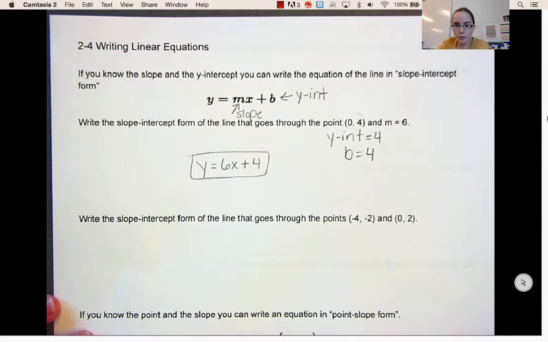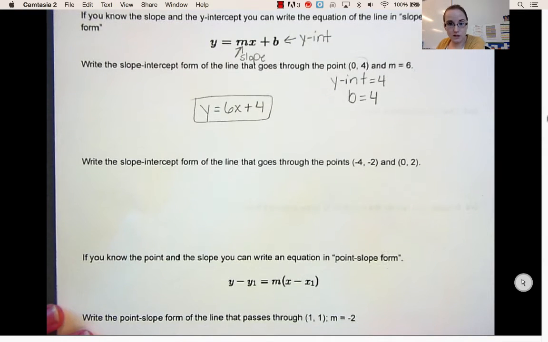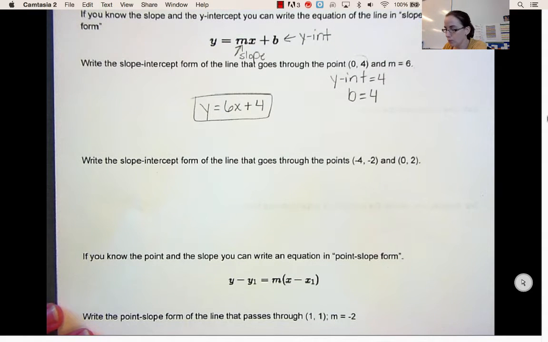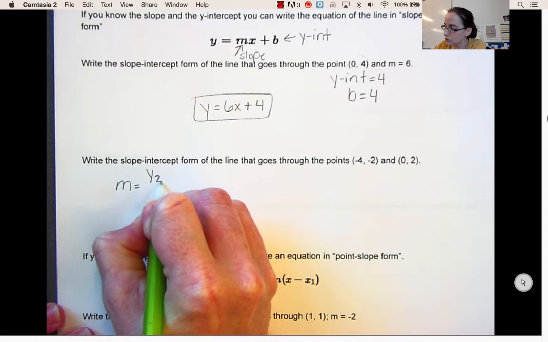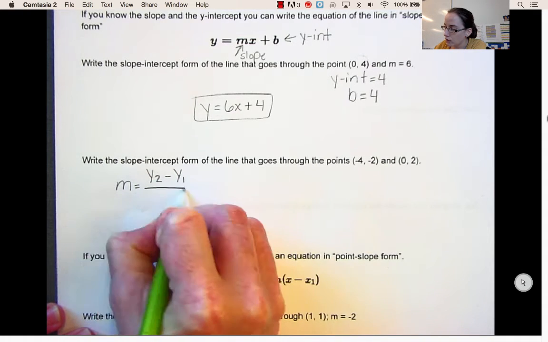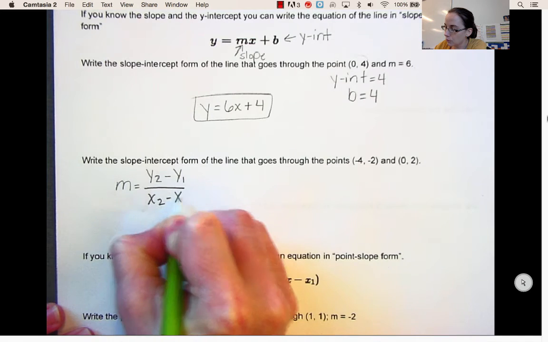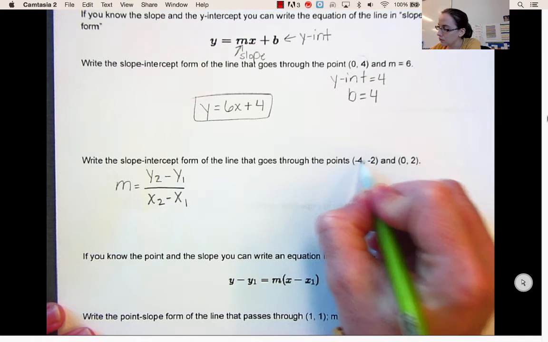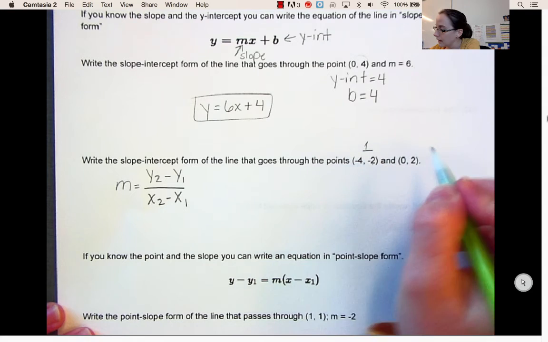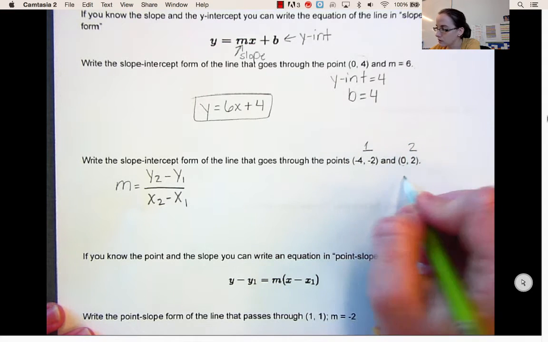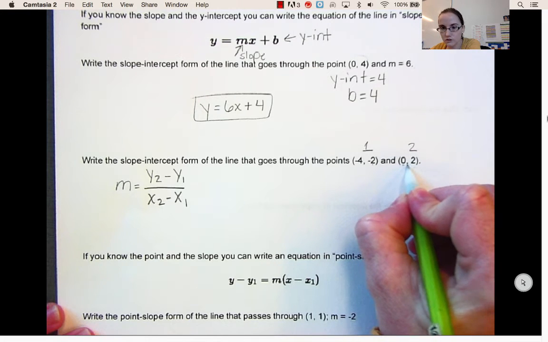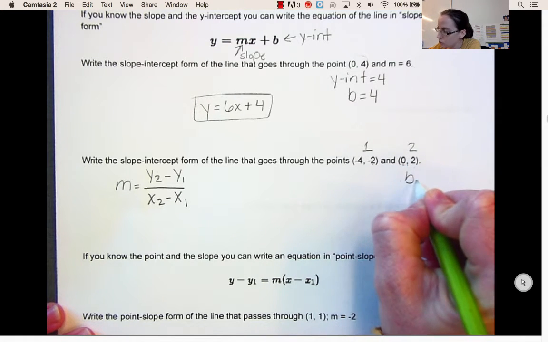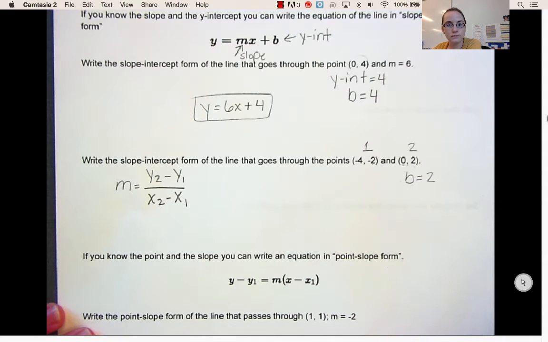Now if you have 2 points, and you don't have the slope, you need to use the slope formula to determine what slope is. And remember, the slope formula is m equals y sub 2 minus y sub 1 over x sub 2 minus x sub 1. I'm going to let negative 4, negative 2 be point 1 and 0, 2 be point 2. And notice this one has a 0 as its x-coordinate, so therefore it is the y-intercept. So I'm just going to make a note to myself that b equals 2.